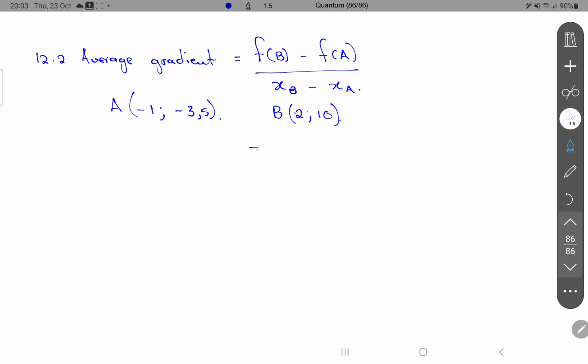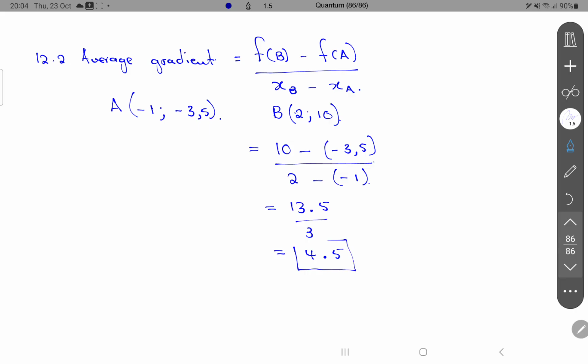So basically what do we have? We have 10 minus negative 3.5, divided by 2 minus negative 1. That is going to give us 13.5 divided by 3. That will give us 4.5. So that is the average gradient we get there.